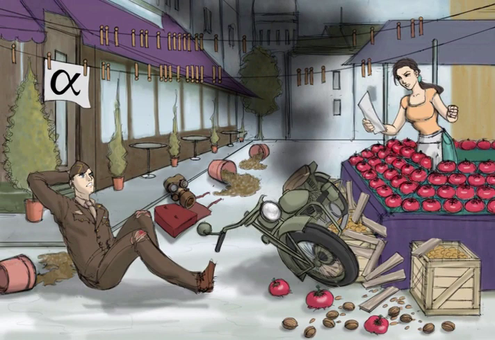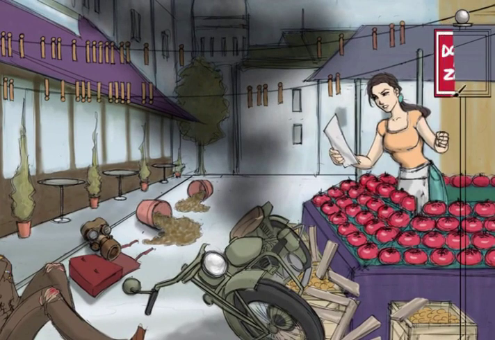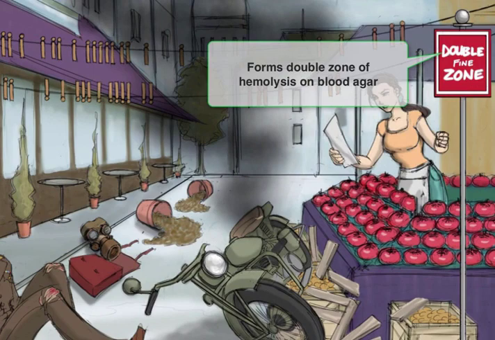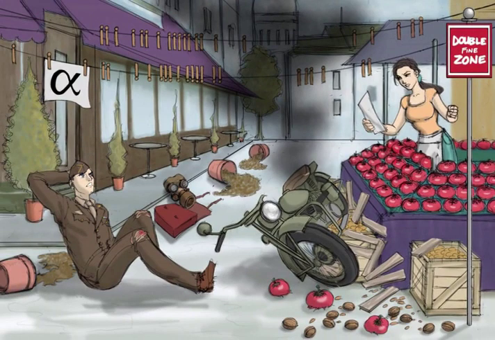Actually, it's just not one zone of hemolysis. It's unique in that it forms a double zone of hemolysis on blood agar. To remember a double zone of hemolysis, we're going to draw a red sign here that says double fine zone. The sign's red like blood agar, and the double fine zone for double zone. Yep, now our private's going to get a really expensive ticket just so that you can remember double zone of hemolysis on your exam.